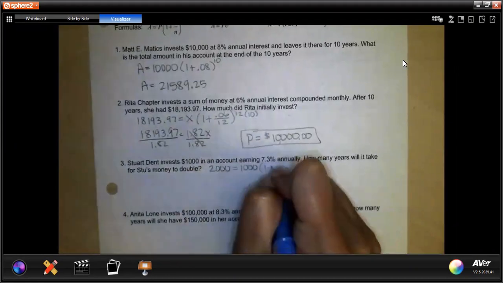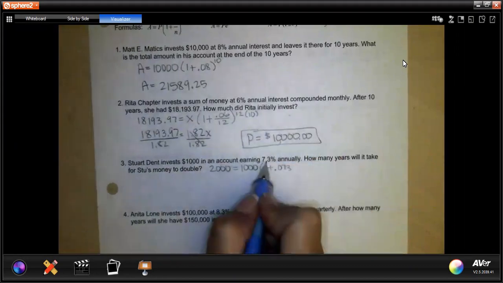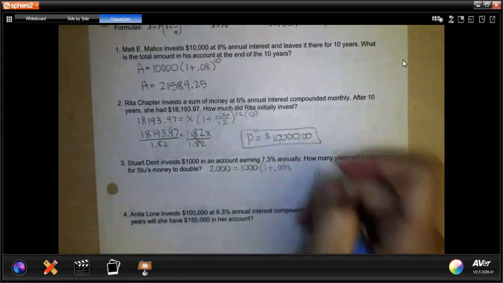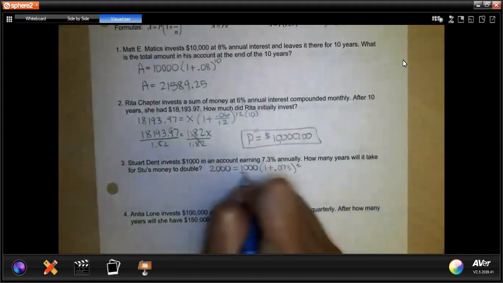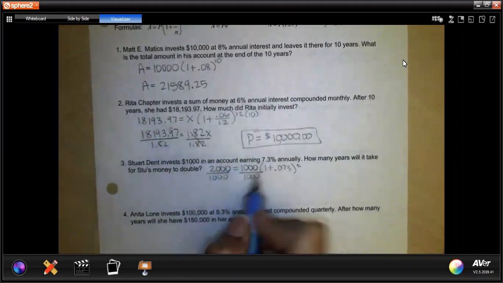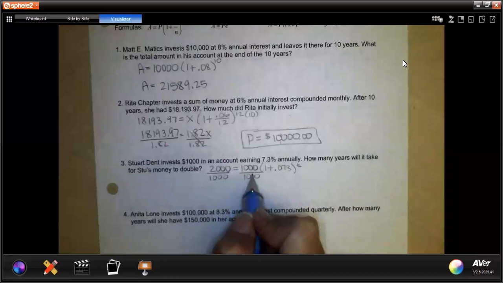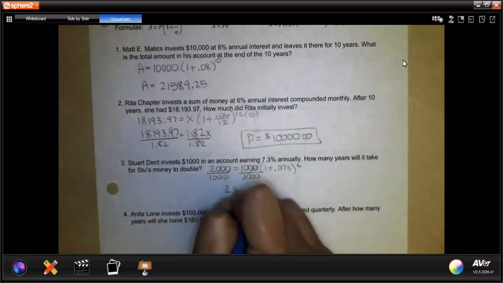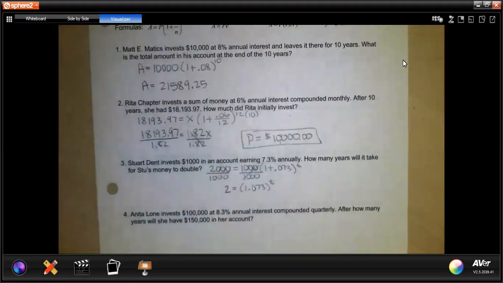This is not compounded, so we're going to use the regular equation for growth. So that's 1 plus 0.073. I moved that decimal over 2 places to put it in. And we want to know how many years, so that's where our variable is. I start by dividing by 1,000, since these two are being multiplied, and I want to get this by itself because that's where the variable is. And so we get 2 is equal to 1.073 raised to the t power.